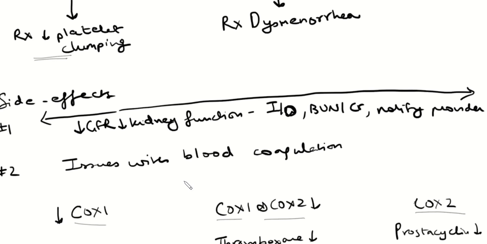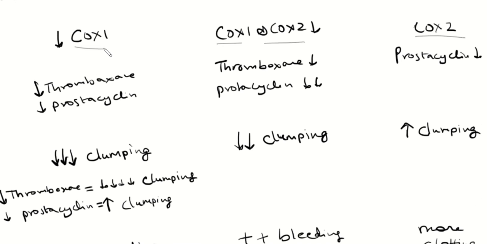Let's take a look at this. Cox-1, if you just inhibit Cox-1, you're going to inhibit thromboxane times 1 and prostacyclin times 1. Thromboxane is very, very powerful. If you inhibit thromboxane once, it decreases platelet clumping 4 times. Now, what's prostacyclin? Prostacyclin helps things cycle. In other words, platelets get away from each other. So if you inhibit prostacyclin, platelets are going to come towards each other.